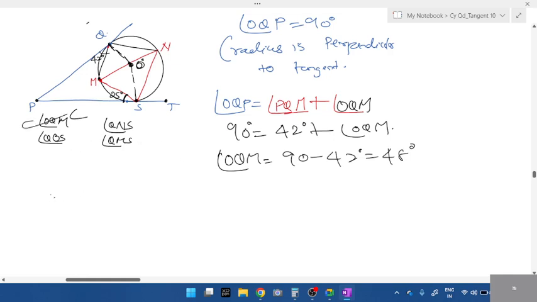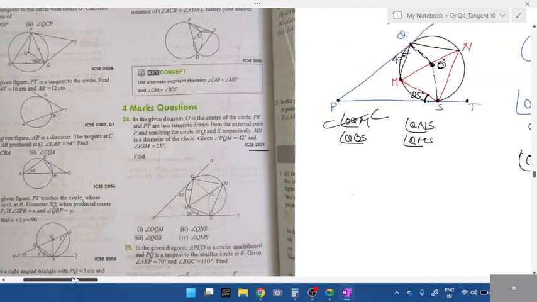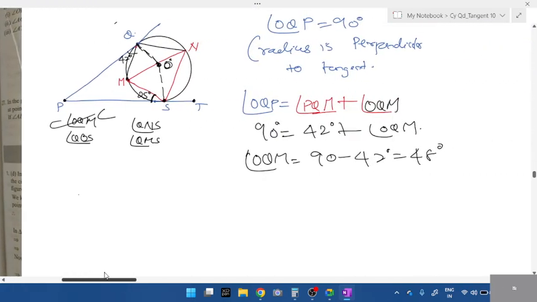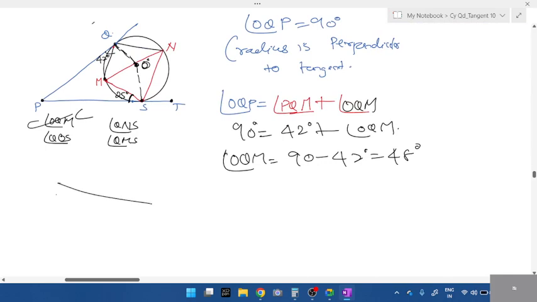Where is QNS formed, student? Draw it in the working column. QNS, where is it formed? All of you will respond. It's formed on the circumference, right? Okay, this QNS is made up of how many angles? QNO is one. Next, ON.